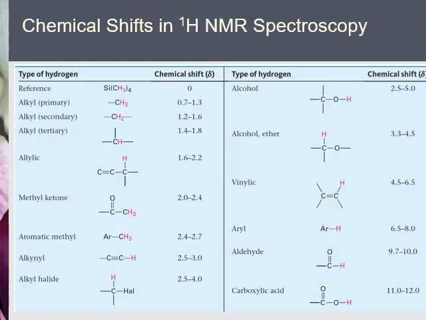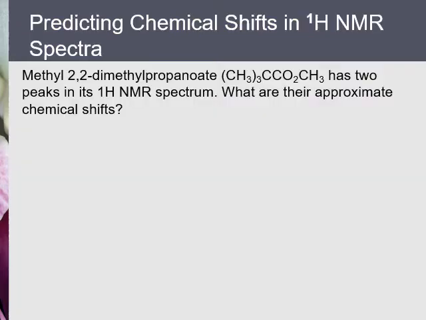Here shows some typical chemical shifts in proton NMR spectroscopy. Sample question. This molecule shows 2 peaks in the proton NMR spectrum. What are their approximate chemical shifts? First, draw the structure. Again, when you see CO2 in an organic molecule, that indicates a CO double bond with a CO single bond. And the CH3 with a 3 here indicates this carbon connects to 3 CH3. So it is C connected to 3 CH3.